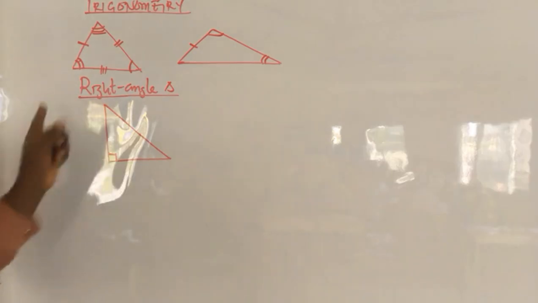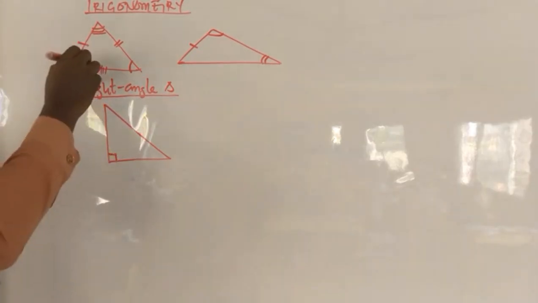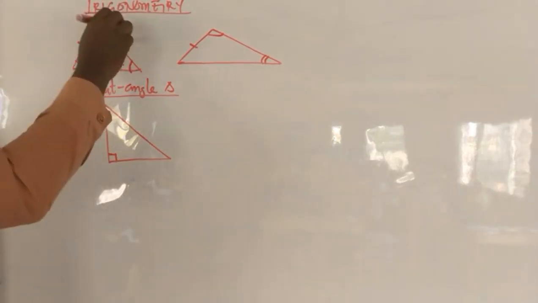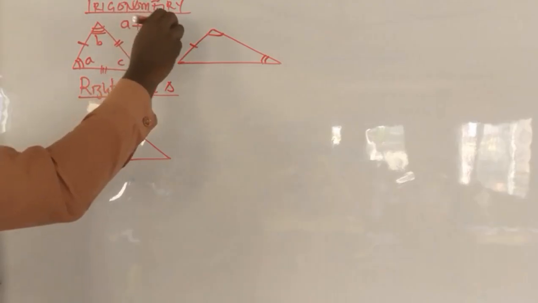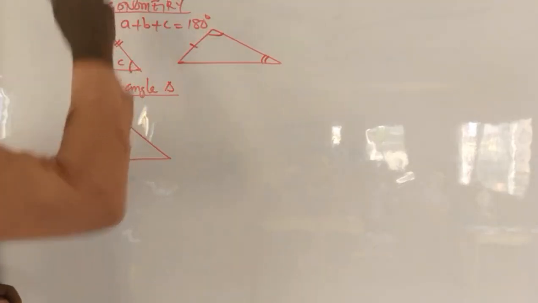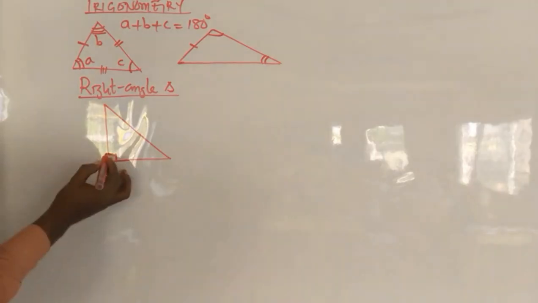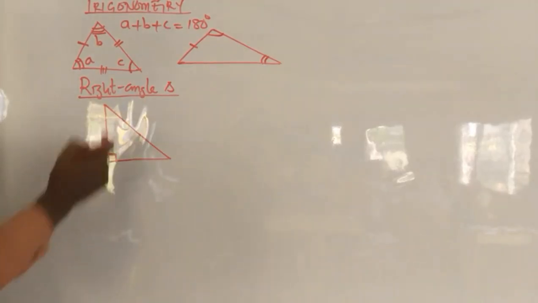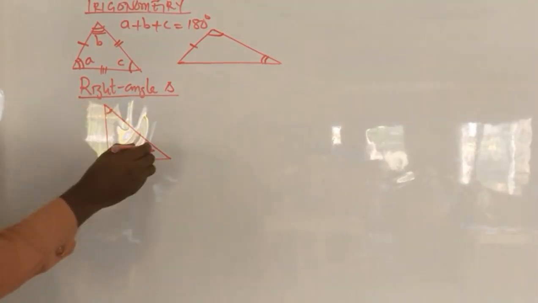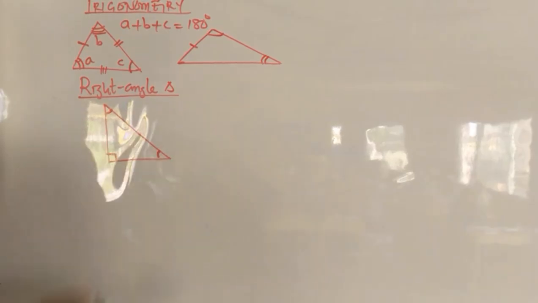Since the total angle in a triangle is 180, if I have, let's say, A, B, C, if you add A plus B plus C, you must always get what? The sum of angles in a triangle sums up to 180 degrees. So if this angle is 90, it means the remaining 2, when you add them, we must get 90.